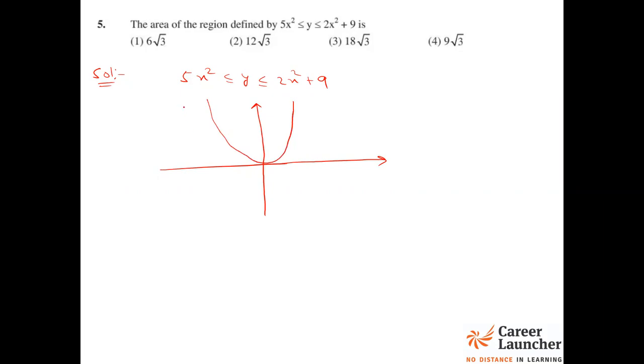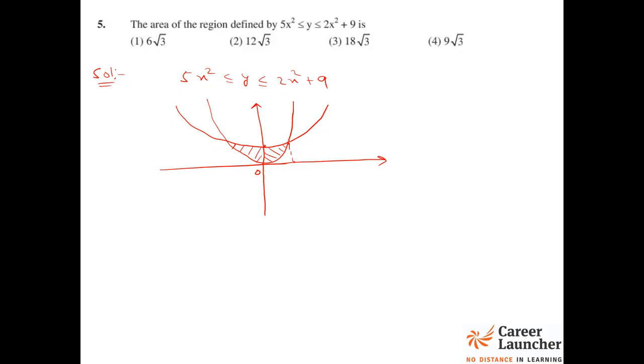And next, y is equal to 2x square plus 9. The vertex will be somewhere here, (0, 9). Now we need to find the area bounded in between these two graphs. By symmetry, we can say that the area bounded will be 2 times the area bounded on the right hand side. Now we need to find this point.